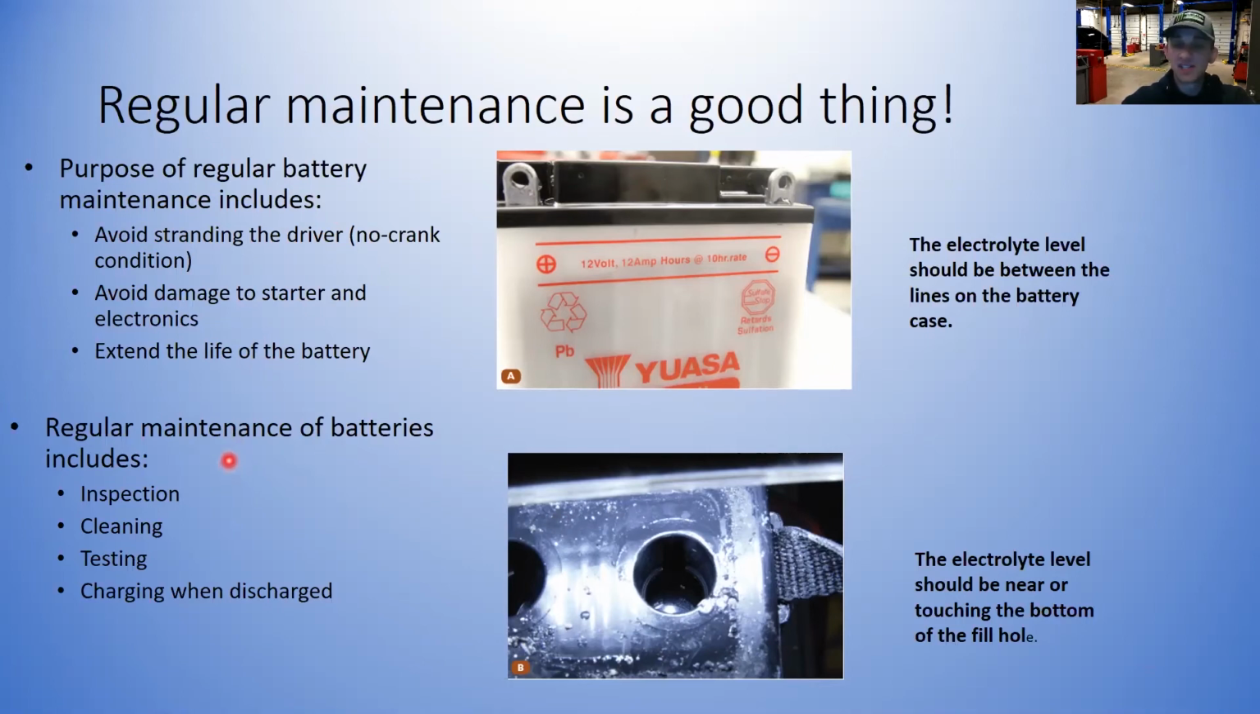Regular maintenance of the batteries includes, but is not limited to, periodic inspection, cleaning, testing, and keeping it charged when it's discharged. And here's some examples of checking electrolyte level on batteries that you can do that on. This is kind of a transparent looking battery. Sometimes they may have lines where the fluid should be between. Most batteries, you can't see that. They're a black case or a case that you can't see through, and they have the removable caps. So on that style battery, the electrolyte should be near or touching the bottom of the fill hole.